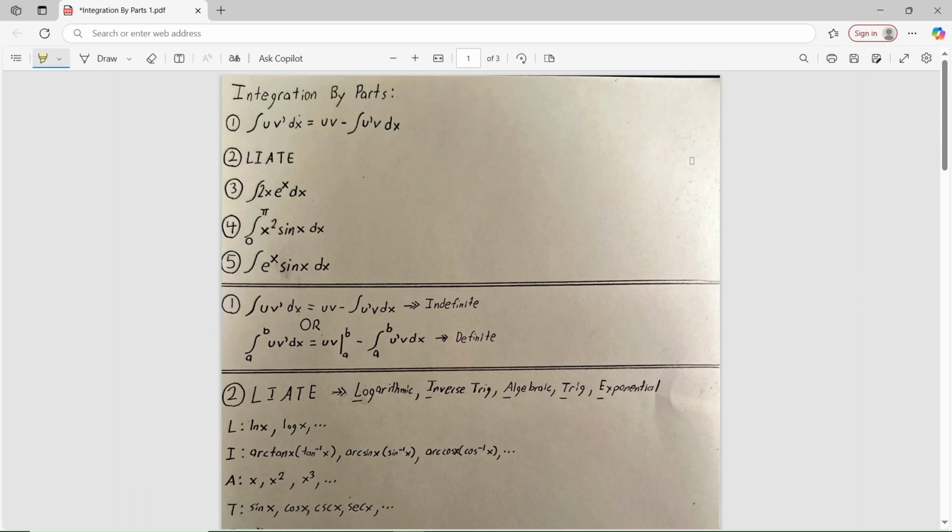This is a video on integration by parts. First, we're going to cover what integration by parts is. We're going to cover the LIATE rule, and then we're going to cover 3 examples. So first, what is integration by parts?